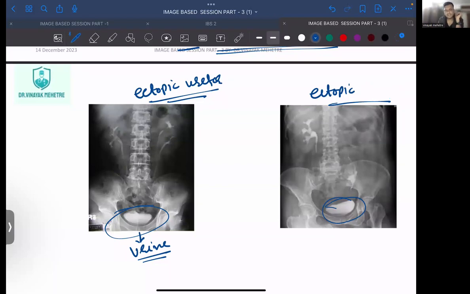Calyces are also in a different place from their normal position. Take a look over. These are calyces, right? So it is not ectopic ureter. Actually, it is ectopic kidney. Kidney is not present at the normal anatomical site.